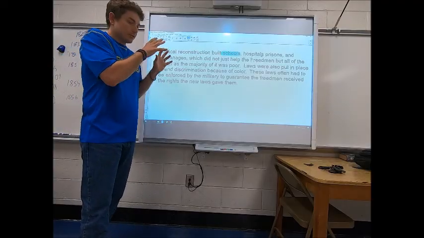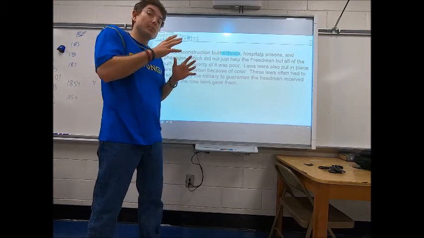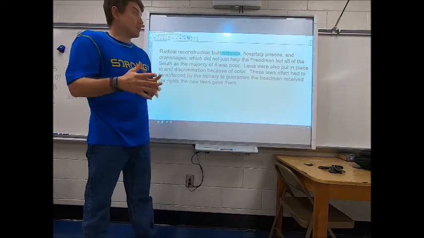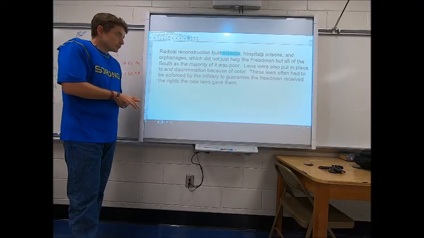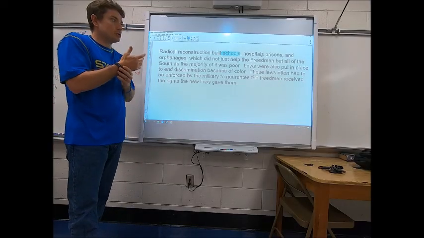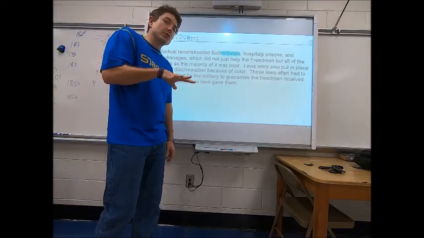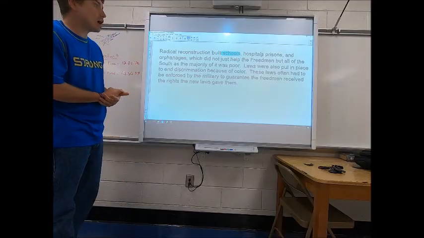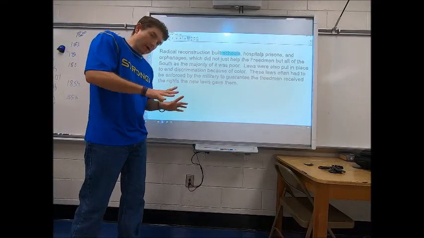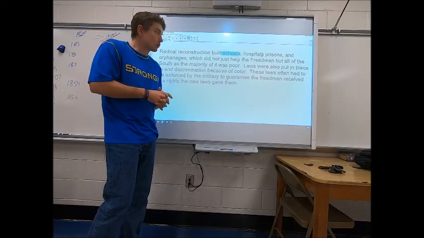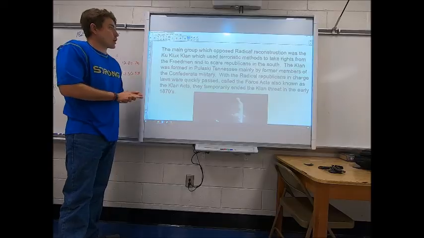Remember, the Freedmen's Bureau, this is all stuff they're helping with. The Freedmen's Bureau didn't just help black people. They're helping everybody affected by the Civil War, so this helps them as well. The South, majority of it was poor. This helps them. Laws were also put in place to end discrimination because of color. These laws often have to be enforced by the military. That's why martial law is here. That's why we have radical Reconstruction, to guarantee that the freedmen actually receive these rights.